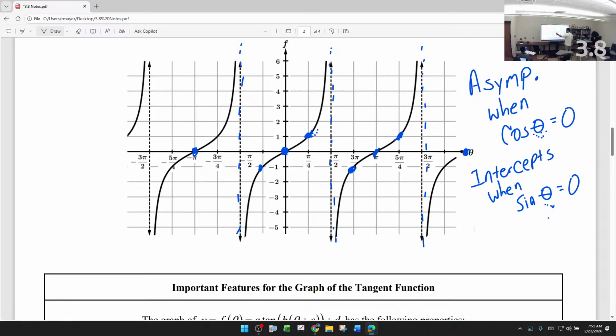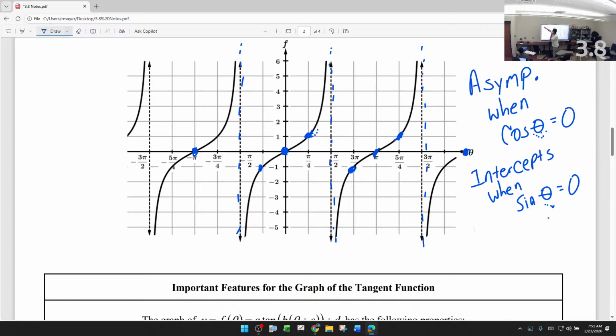Quadrant 1, positive. Quadrant 2, negative. Then we hit 0, and now we're in quadrant 3, positive again, till we get our asymptote, and our asymptote's right underneath us. Sine is -1, cosine 0. Quadrant 4, we're at negative again. Okay? Important features of the graphs of tangents.